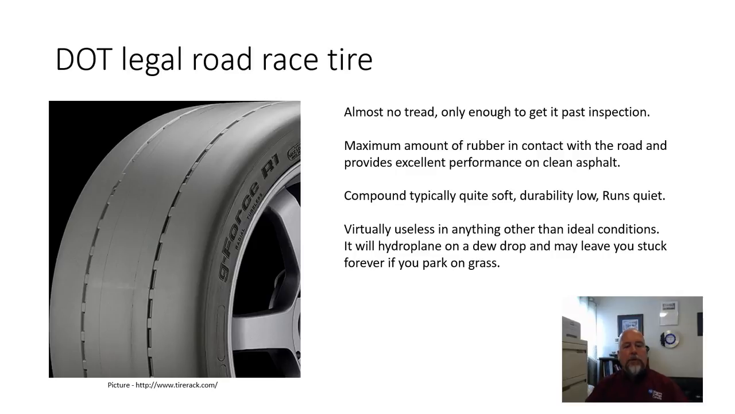All right, so here we have a DOT legal road race tire. So DOT legal tire means you can put it on the road. Honestly, you wouldn't want to drive a car with these. Anything that's on the road will prevent this rubber from getting to the ground. However, in perfect conditions, like a racetrack, that rubber is soft, flexible, and there's a large amount of it to contact the ground and generate a lot of traction.